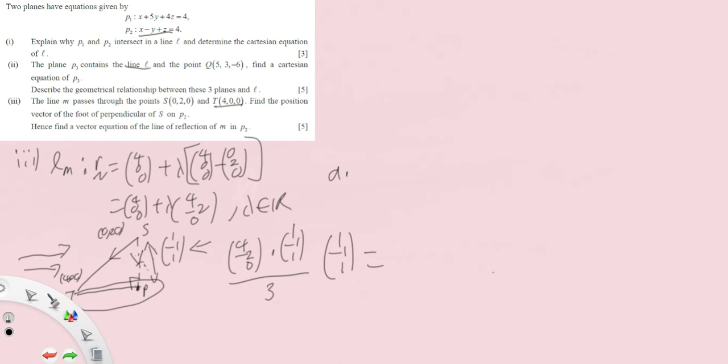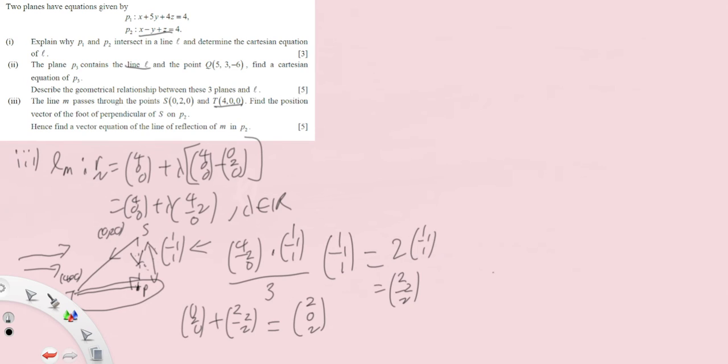So from here we just need to solve. Again, quite simple. 4 times 1 is 4, minus 2 times minus 1 is 2, so 4 plus 2 is 6, and 0 times 1 is simply 0. So I get 6 over 3, (1, -1, 1), which is simply (2, -2, 2). That's the vector SP. So to find the foot of perpendicular is simply the projection vector from the point S, which is (0, 2, 0). That will give us the position vector of the foot of perpendicular of S on P2. So it's simply (2, 0, 2). That is it for finding the foot of perpendicular.